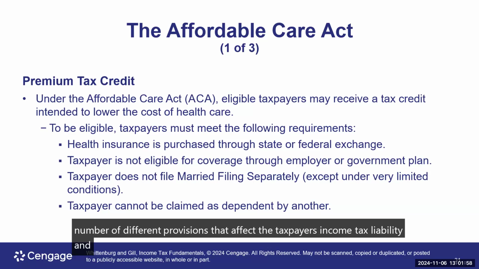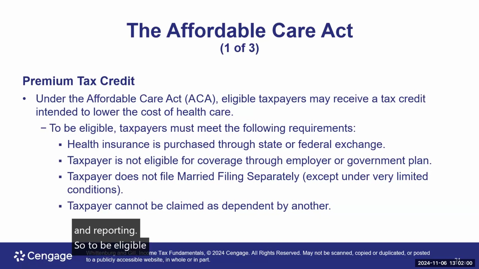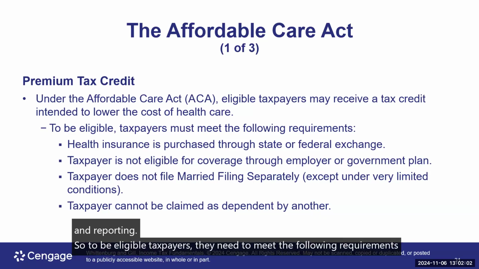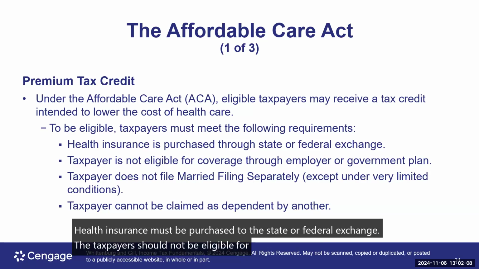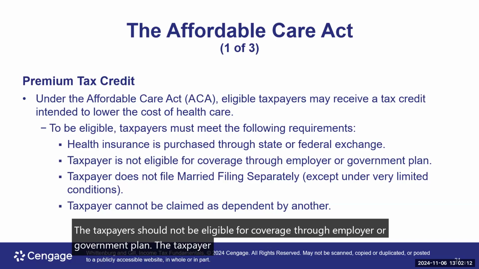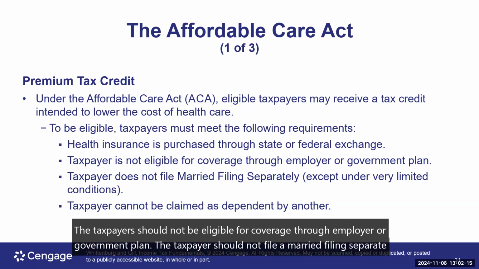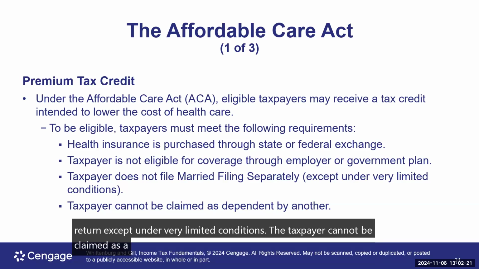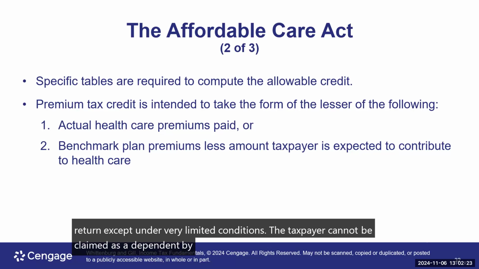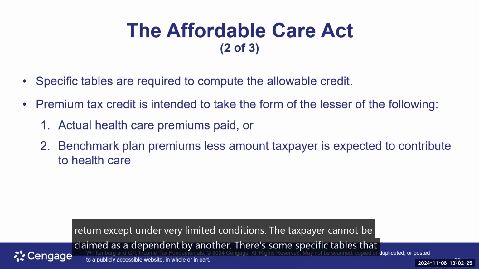To be eligible, taxpayers need to meet the following requirements. Health insurance must be purchased through the state or federal exchange. The taxpayer should not be eligible for coverage through an employer or government plan. The taxpayer should not file a married filing separate return except under very limited conditions. The taxpayer cannot be claimed as a dependent by another. There are some specific tables that are required to compute the allowable credit.